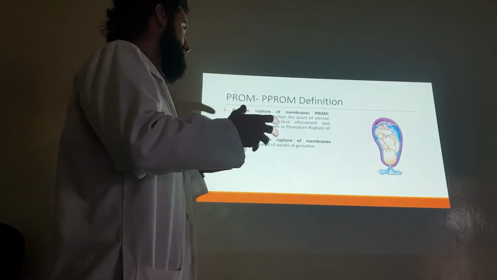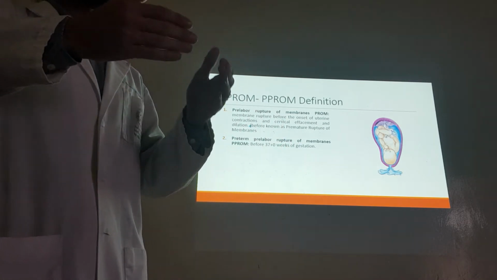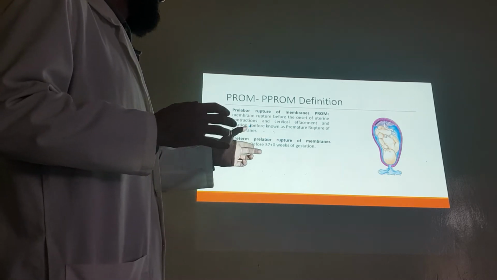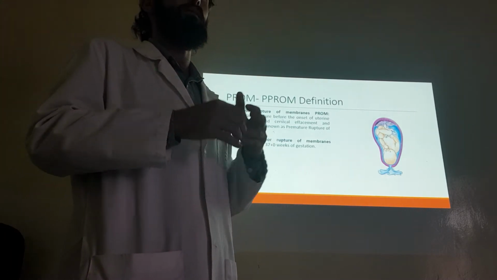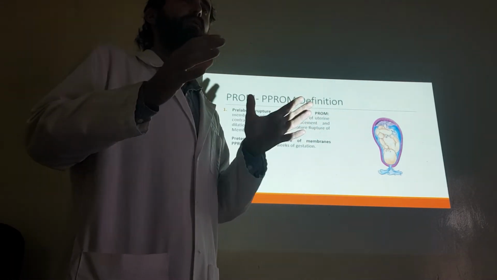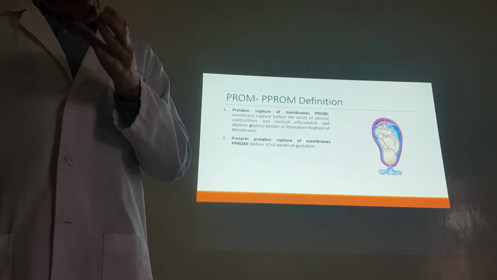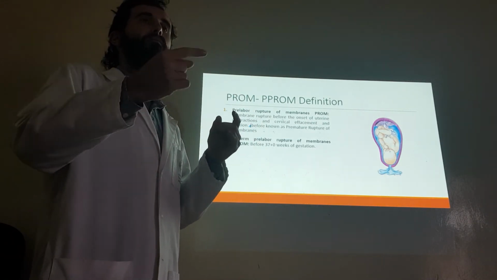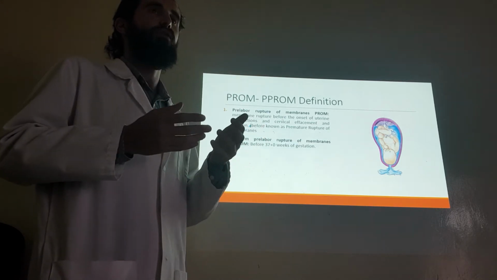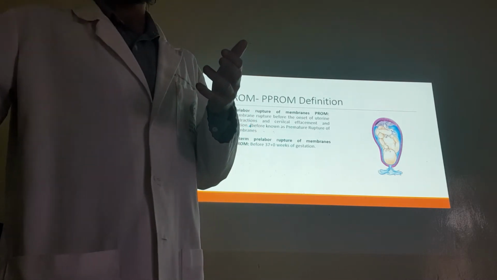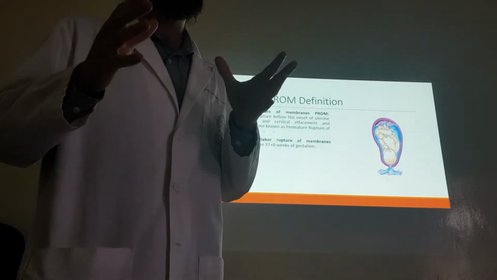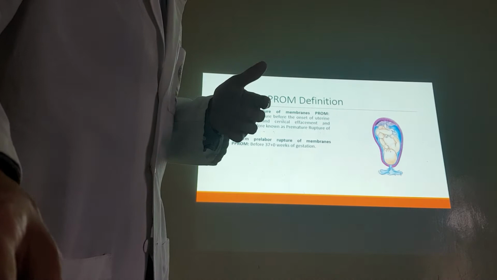PPROM is the pre-labor rupture of membranes before 37 weeks of pregnancy. We are going to talk about PPROM to make it easy. There are many situations that we have to recognize and treat differently depending on the gestational age, because it is not the same to have a PPROM at the 24th week of pregnancy as to have a PPROM at 35 weeks of pregnancy. So it is different depending on the gestational age.